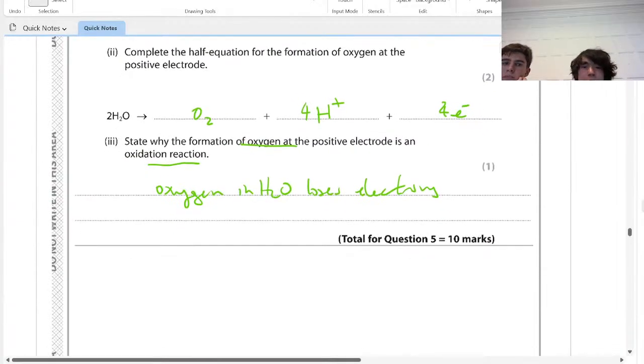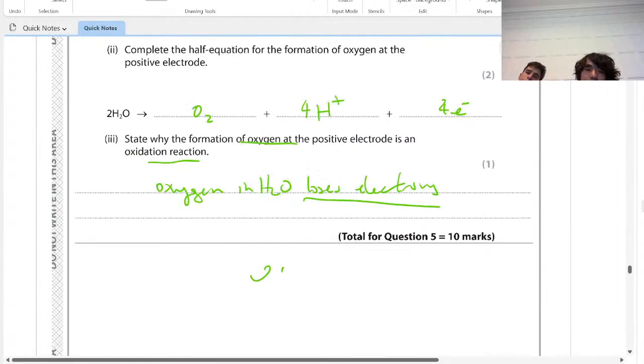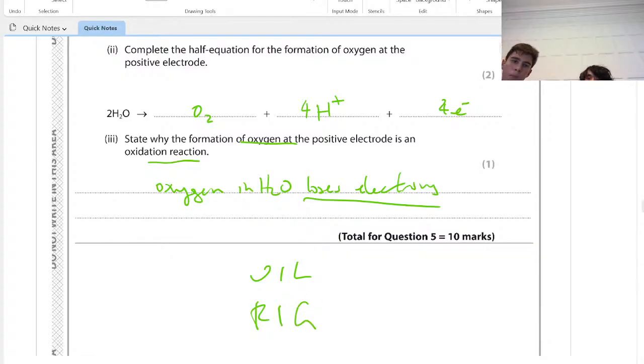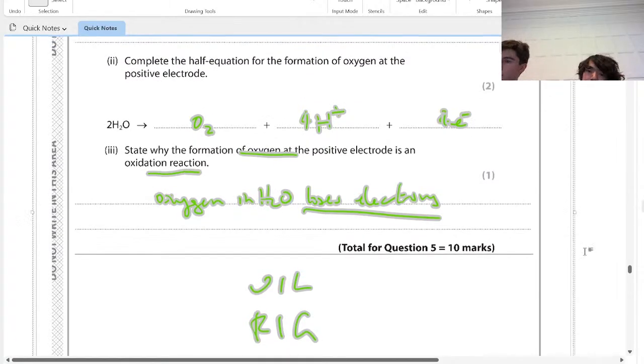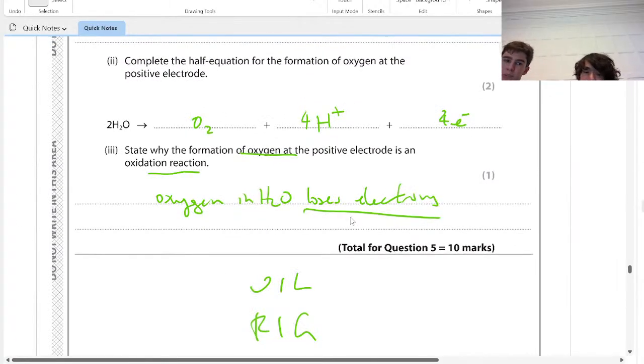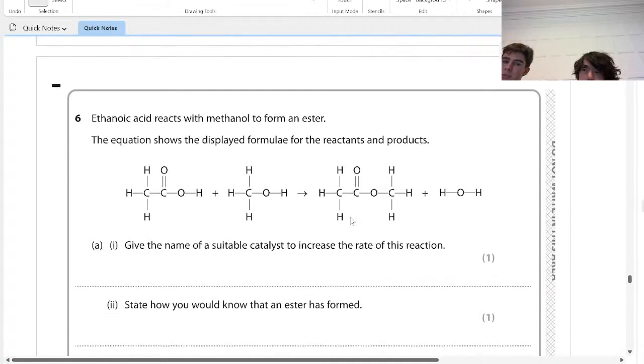It loses electrons. So, OIL RIG. Oxidation is loss, reduction is gain. Remember, if it's asking why something is getting oxidized, it can also be because it's gaining oxygen. So don't immediately assume it's to do with electrons.